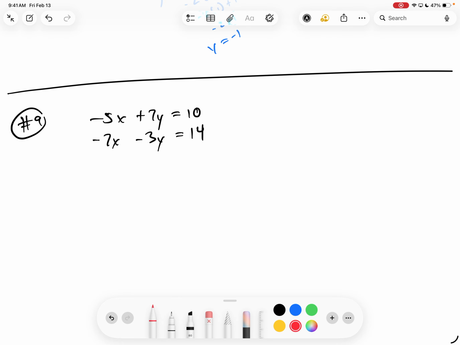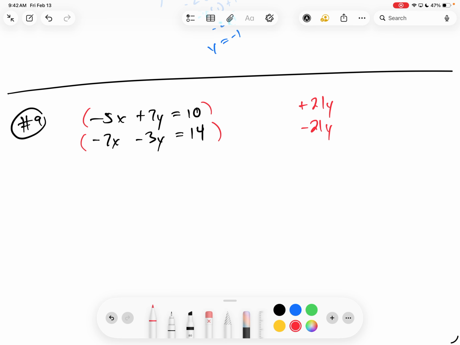What is the common number between 5 and 7? 35. Okay, so I'd have to make one positive 35 and one negative 35, right? Whereas these are already, one's positive, one's negative. So what's my number I'm trying to do here? 21y, positive 21y, negative 21y.